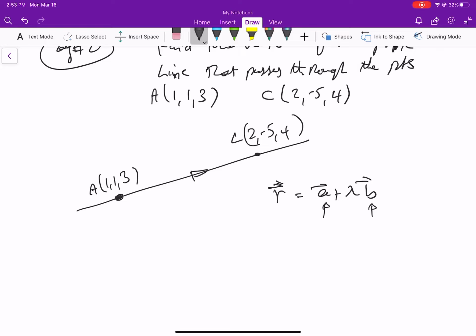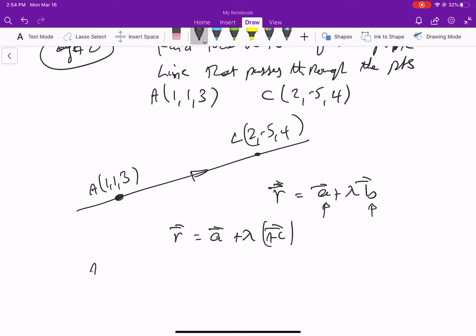How about B? B is a free vector parallel to the line. Well, that vector could be on the line itself, and what we're going to use to represent the B is the vector from A to C. So I'm going to rewrite this equation as r is equal to A plus lambda, and the B will be the vector AC. So I'm going to plug in A for A and then AC to represent B.